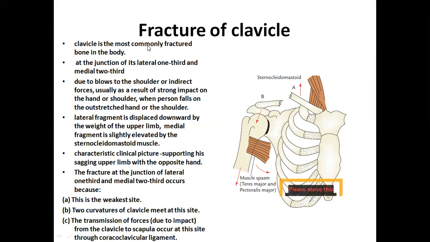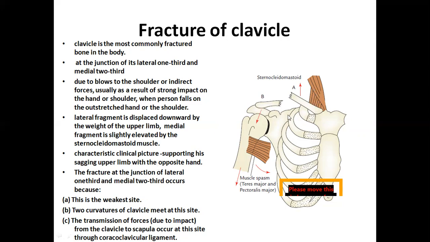Clavicle is the most commonly fractured bone when we fall on an outstretched hand or on the shoulder, at the junction of lateral 1/3 and medial 2/3. The lateral fragment is displaced downwards by the weight of the upper limb. The medial fragment is slightly elevated because it has the attachment of the sternocleidomastoid muscle superiorly. The characteristic clinical picture is supporting the sagging upper limb with the opposite hand. That means the person will support this limb with the other limb which is normal.